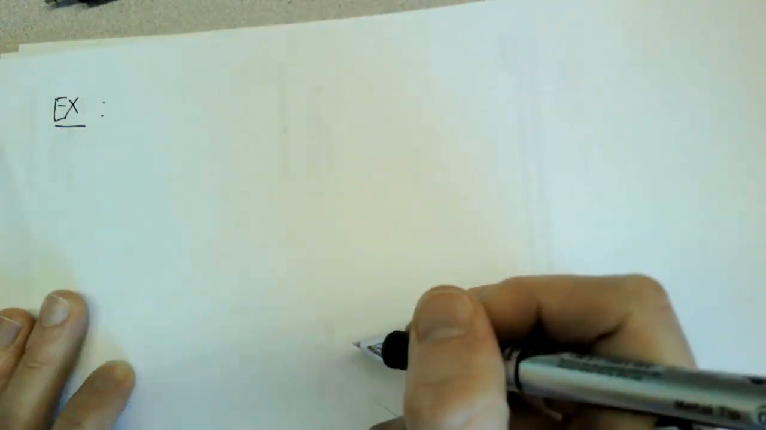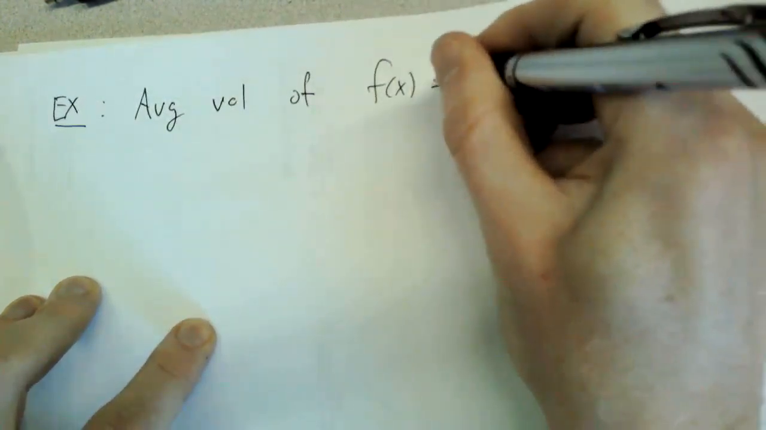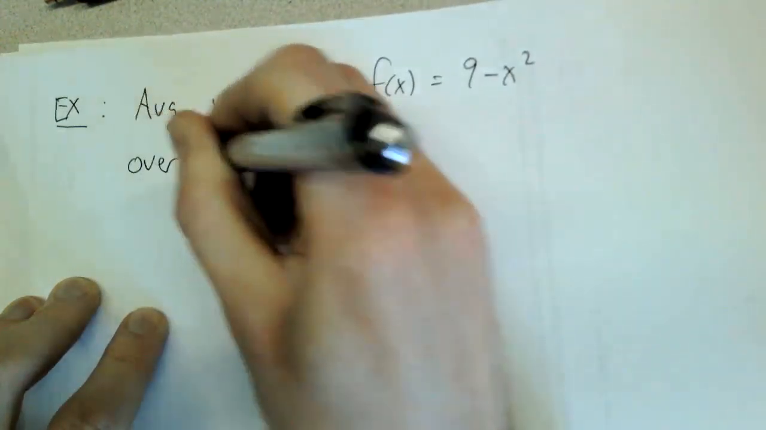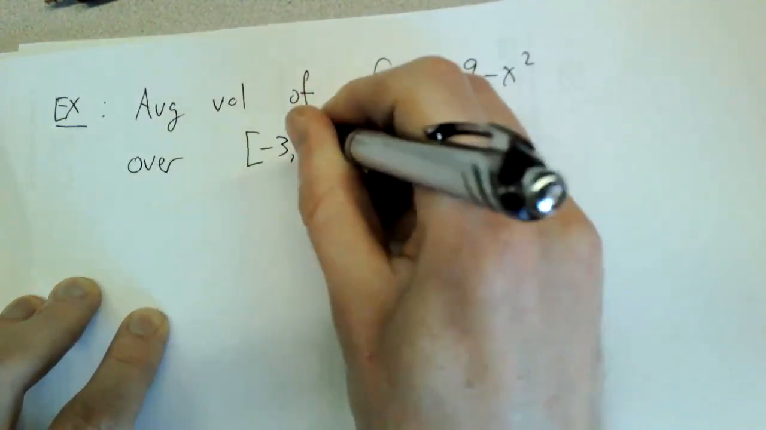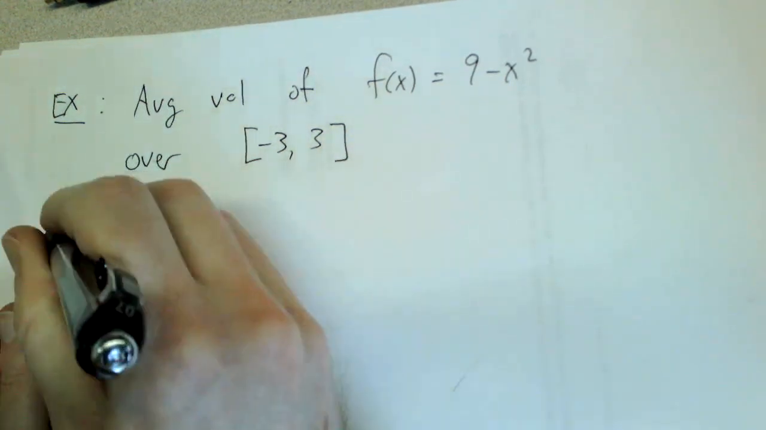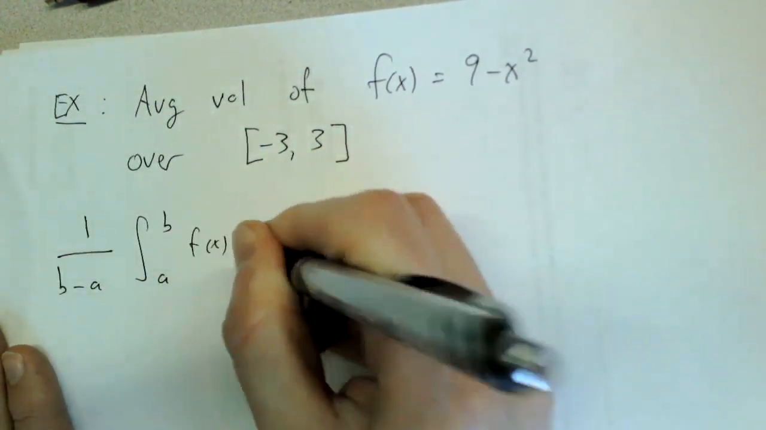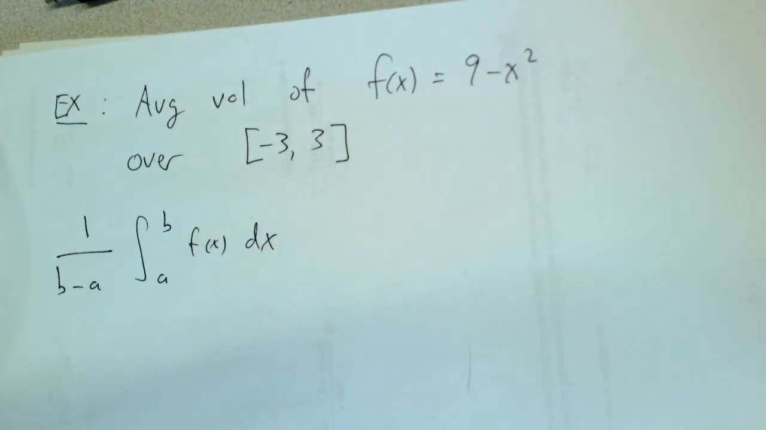So I'll just do one example. Average value can be surprising. Let's find the average value of the function 9 minus x squared over the interval -3 to +3. So it's really as simple as plugging into the formula. There's nothing more to it, really. Okay. So what's the formula again? It's 1 over b minus a times the integral from a to b f of x dx. That's the average value of the function over the interval a to b.